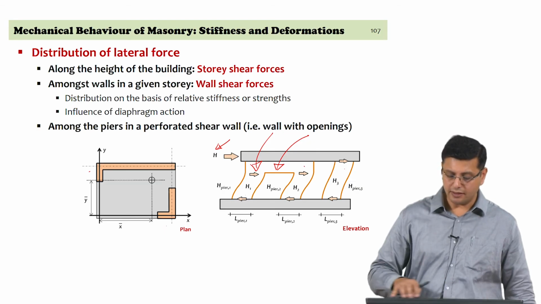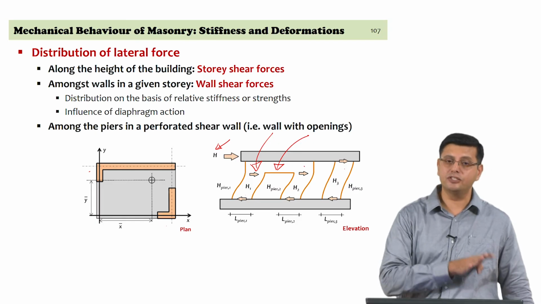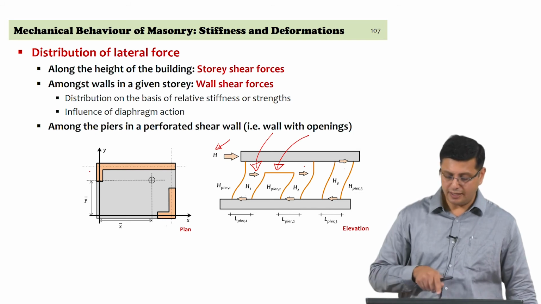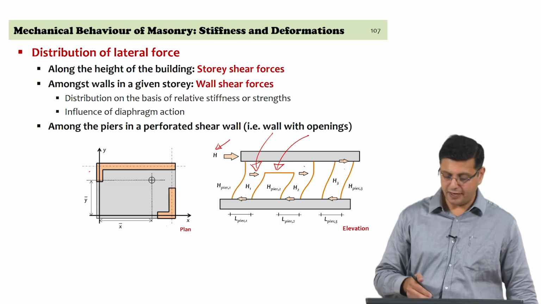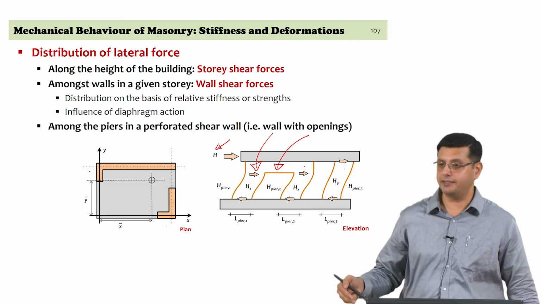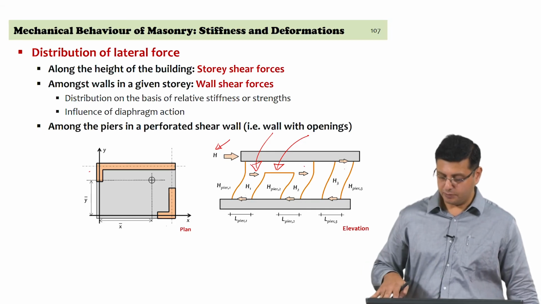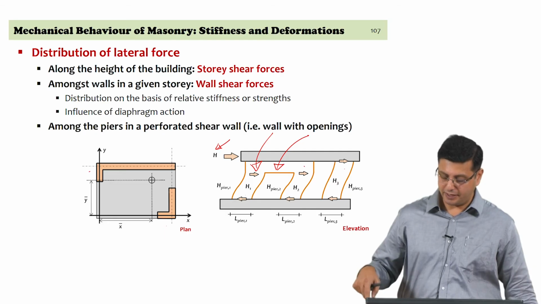So, once you have established wall shear, you now have to start looking at distributing the wall shear to the vertical lateral load carrying elements. The wall shear has to be distributed to the 3 piers in the figure here. H has to be distributed among H1, H2 and H3, assuming that we have rigid diaphragm action, and in this particular case 3 vertical lateral load carrying elements are present.